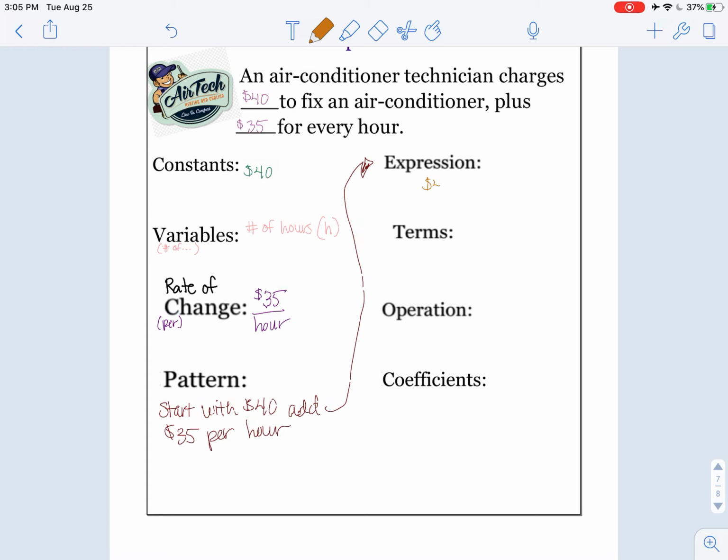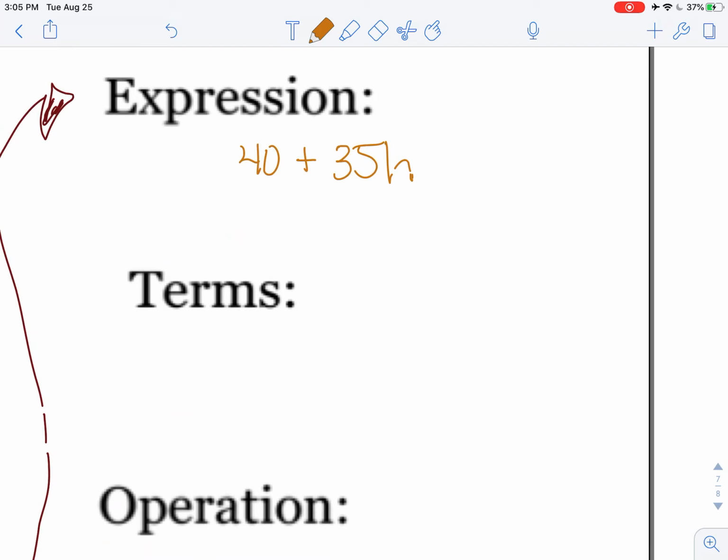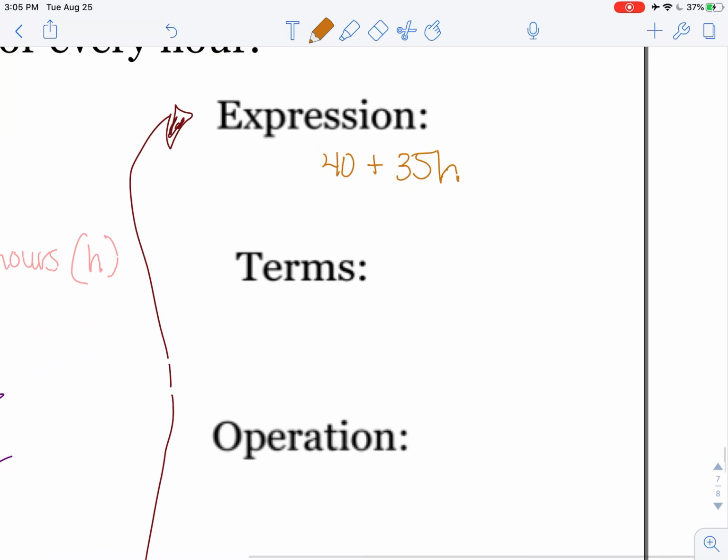We start with $40, we put 40. We add $35, and we actually don't need that dollar symbol. Per hour, the number of hours we said was H, so times H. 40 plus 35H. This means $40 initially, plus that $35 per hour. So the number of hours, that H, times 35 plus 40.